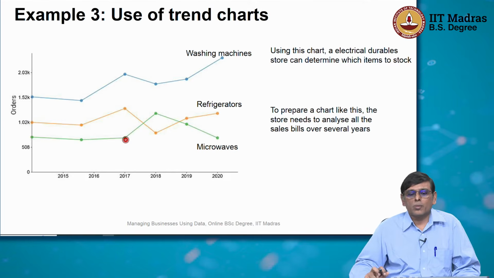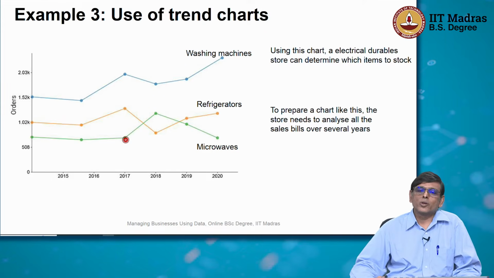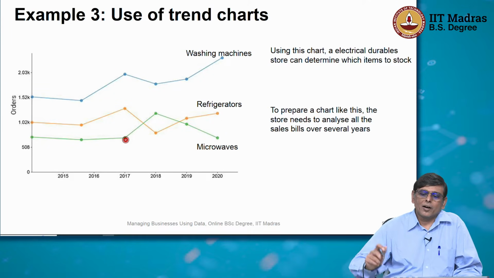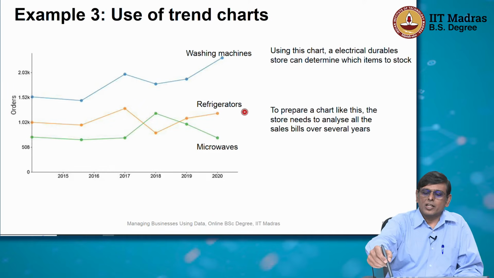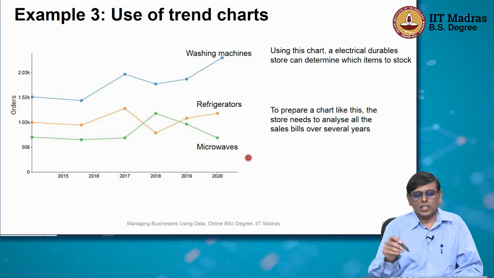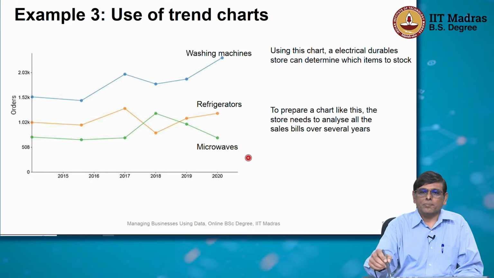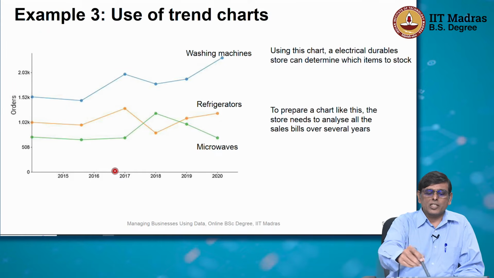So here we are talking about a shop which sells electric durables, right? So they are selling many things, but of the things they are selling, 3 things are of high relevance to this shop. One is washing machines, which sells a lot, refrigerators and microwaves. So you can see that over the years they have plotted it over time, right? So they have looked at the sales of microwaves, refrigerators and washing machines over time.